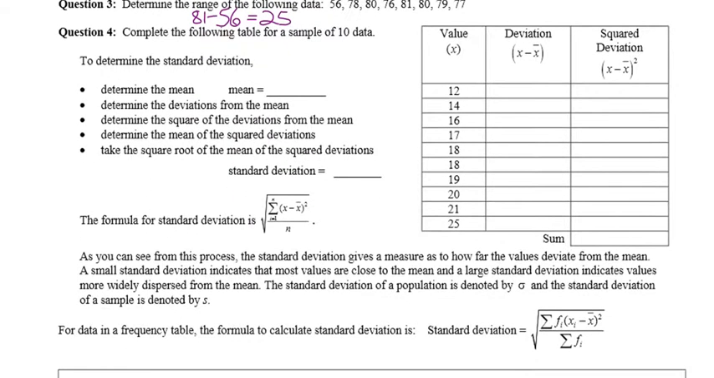Complete the following table for a sample of 10 data. So we have x values of 12, 14, 16, 17, 18, 18, 19, 20, 21, and 25. We need the mean for that. How are we going to get the mean? Calculator, okay. So what do we do? Just add them all up? Do you need a calculator? I mean, really? Can't you just add them all up?